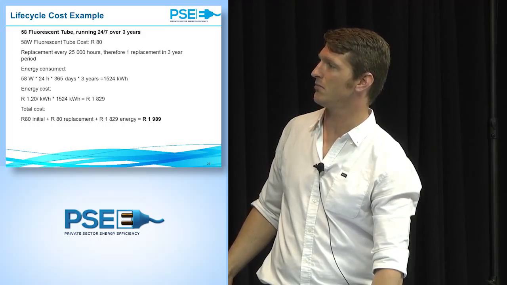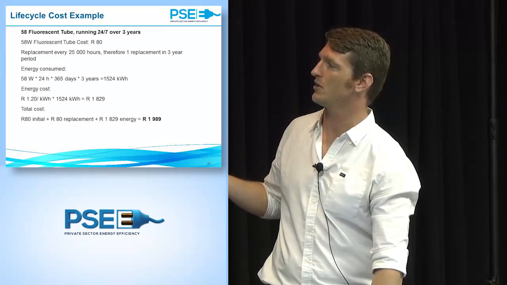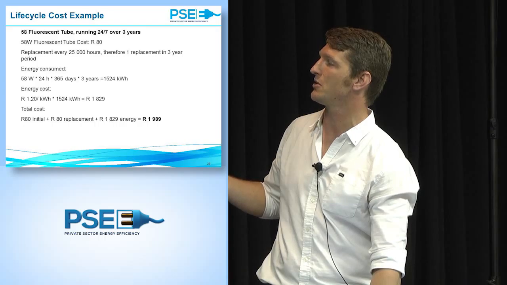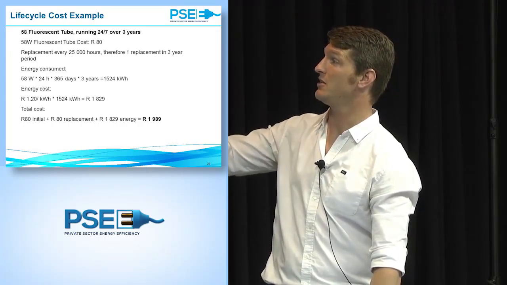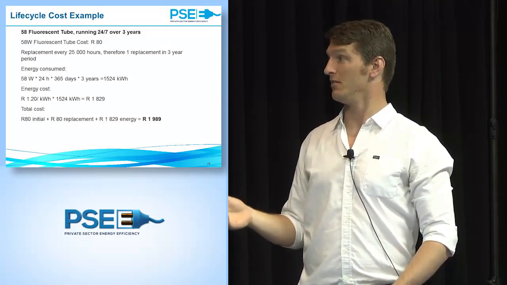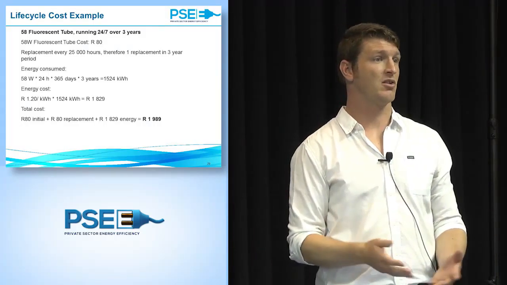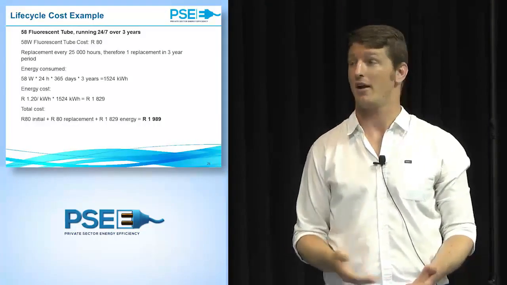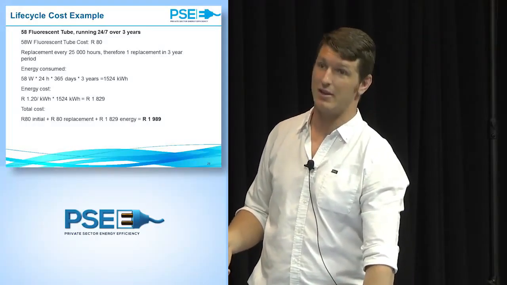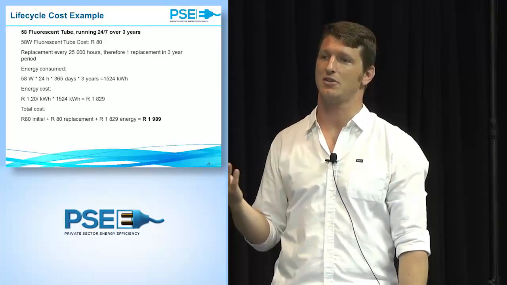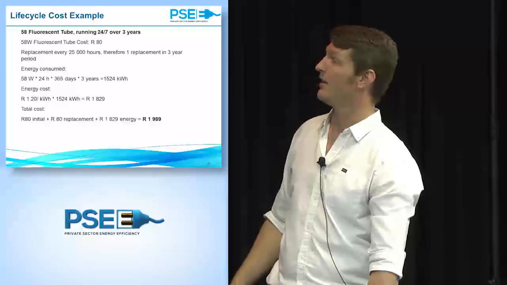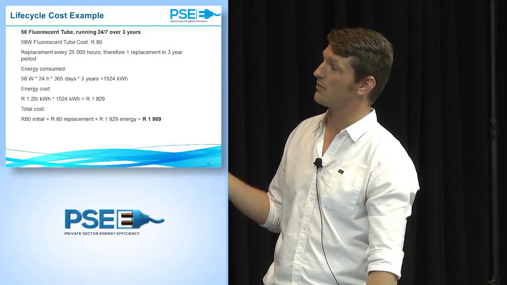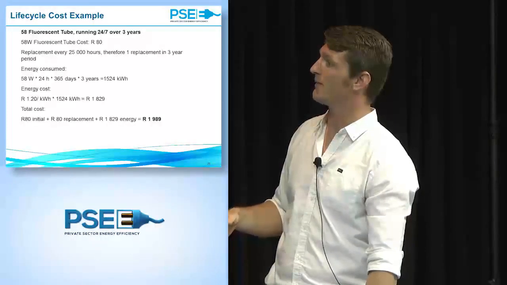So the total cost is my 80 Rand initial capital cost plus 80 Rand replacement cost, plus 1,829 Rand energy cost, which gives me just shy of 2,000 Rand for the total cost of this particular light over a 3-year period. Now, who would have thought that a 58 watt fluorescent light costs you 2,000 Rand in 3 years? I mean, it's actually ridiculous. And this tariff is actually relatively cheap compared to some of the other areas that we're in.